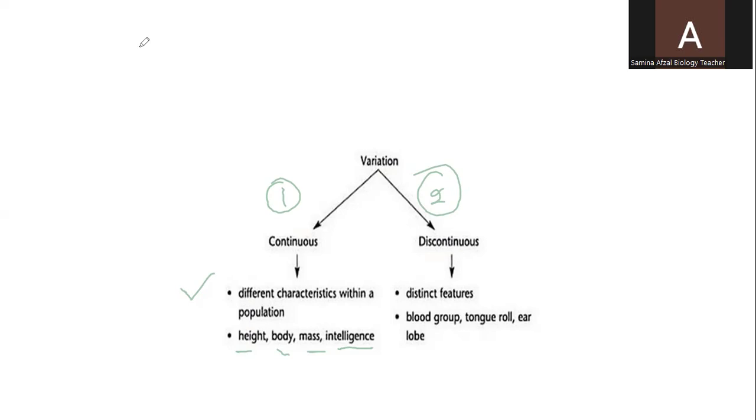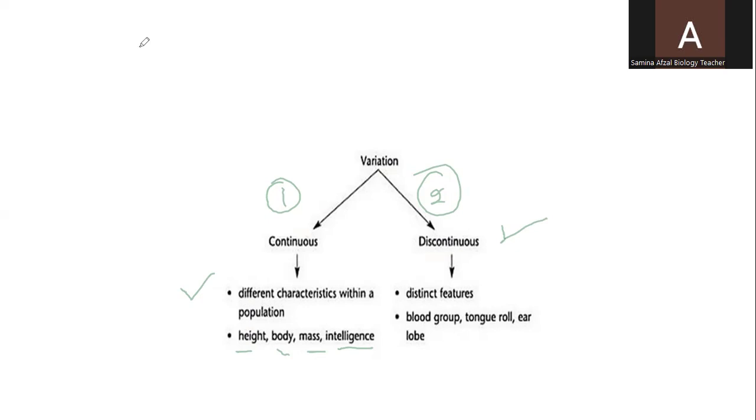So the height in the first generation can be different from the individuals of the second generation. The second generation can have a difference in height from the individuals of the third generation. So these are continuous variations, and the discontinuous variations are those which have distinct features, and there is no variation, you can say, generation after generation. So they are limited types of variations.